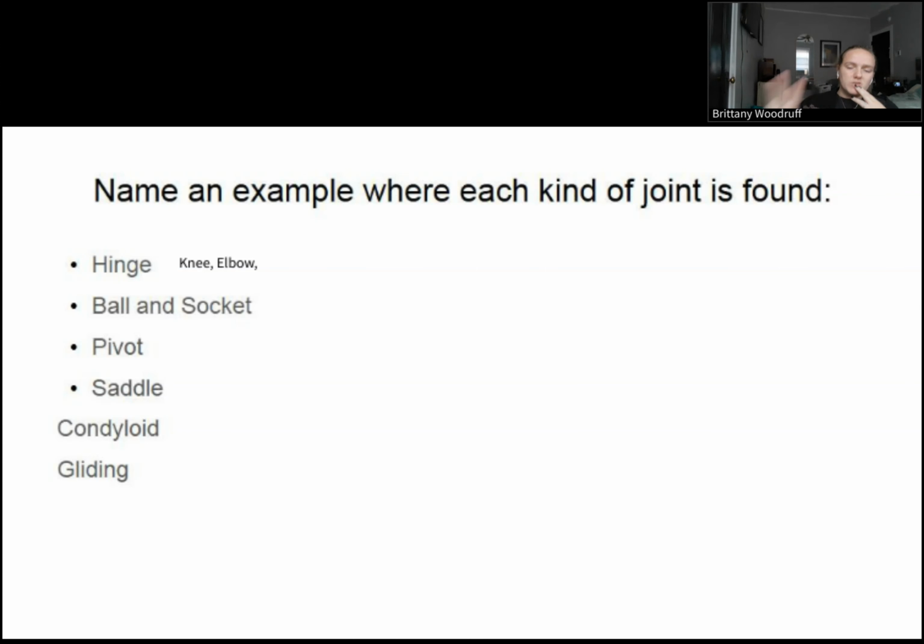Ball and socket, there's only two in your body. You have your hip and your shoulder. These are going to have the widest range of motion, right? So, I mean, I can't stick my hip in there, but it does swing around a lot more than my elbow does. Pivot joints, good examples of this. You have one in your neck. That allows you to turn your head no.